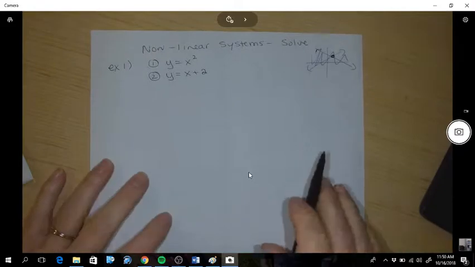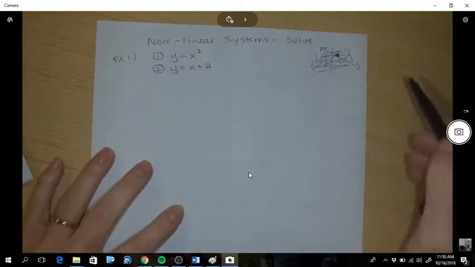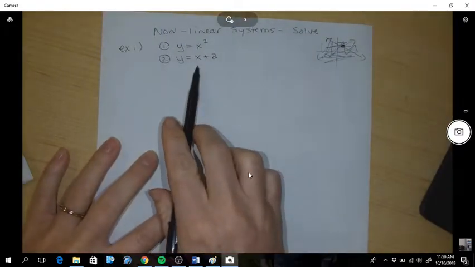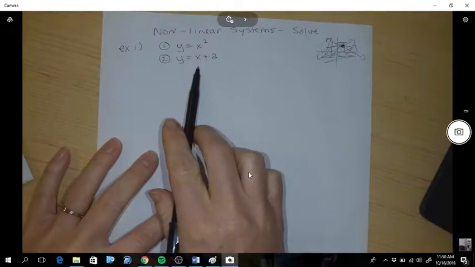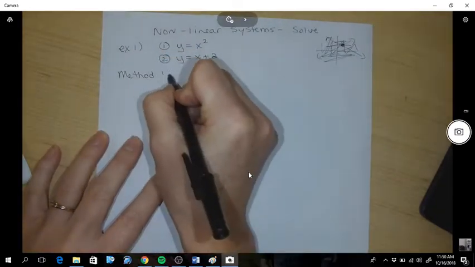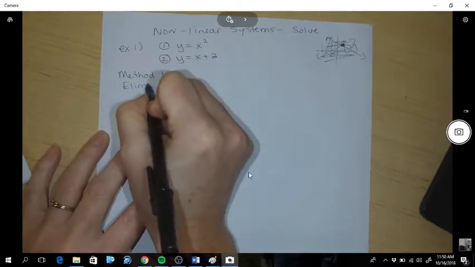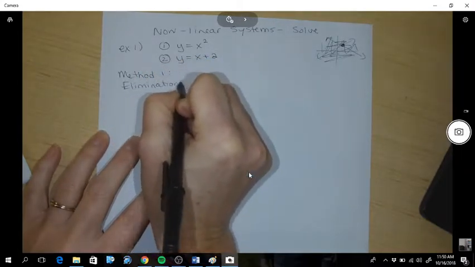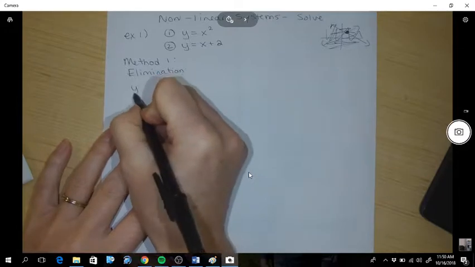Okay, so we're going to do this in three methods. I'm going to show you all three methods for this one particular example. So we're obviously going to get the same answer. Okay, method 1, elimination. Okay, so we're going to put them on top of each other.